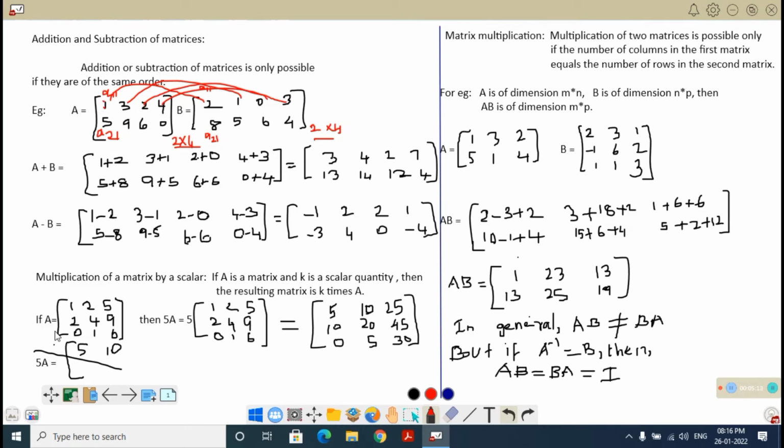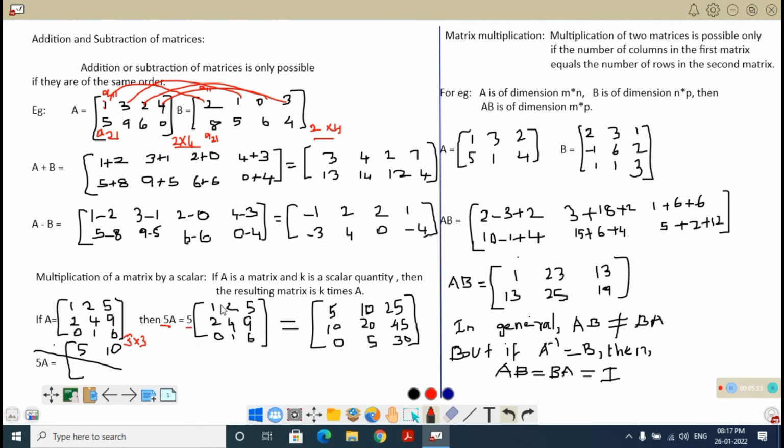For example, if A is given as 1, 2, 5, 2, 4, 9, 0, 1, 6. Okay, and let me write it here. This matrix is of dimension 3 by 3. This is a square matrix of order 3. So 5 times A, where 5 is any scalar quantity, is given as 5 times the matrix A. That means each and every element in the matrix A must be multiplied by the scalar quantity. So each and every element should be multiplied by 5. So that is the resulting matrix.